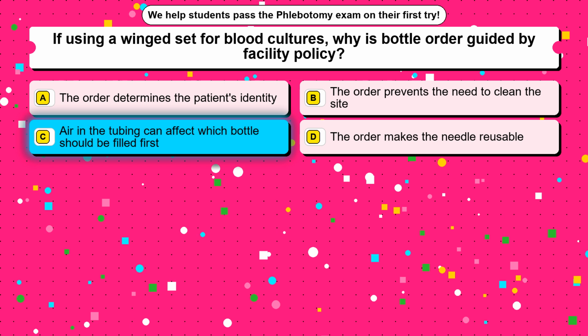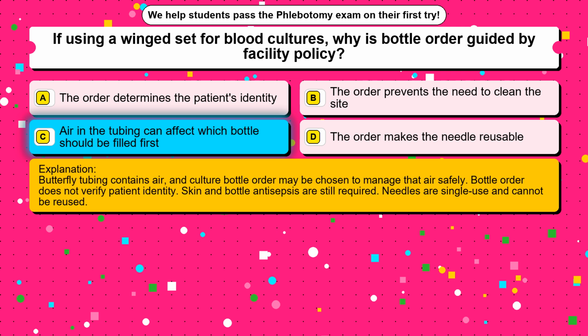Air in the tubing can affect which bottle should be filled first. Butterfly tubing contains air, and culture bottle order may be chosen to manage that air safely. Bottle order does not verify patient identity. Skin and bottle antisepsis are still required. Needles are single-use and cannot be reused.